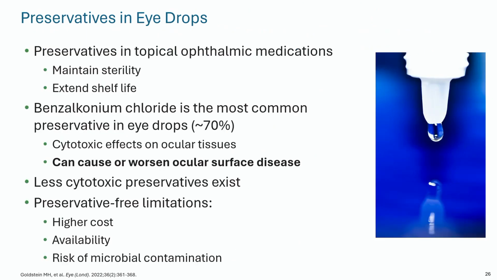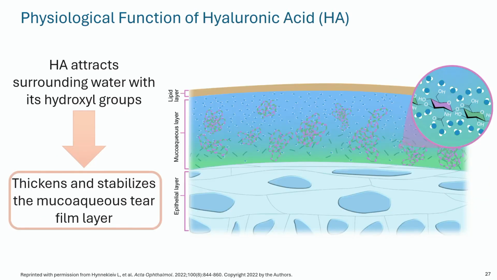The other thing I mentioned that I was doing was starting him on preservative-free artificial tears. We know preservatives are in many drops to maintain sterility and extend shelf life. BAK is the most common one. It's in over 2/3 of these, but it has cytotoxic effects and it can worsen ocular surface disease. So a preservative-free is going to be less cytotoxic. Some of the limitations of preservative-free were the cost, the availability, and the risk of contamination.